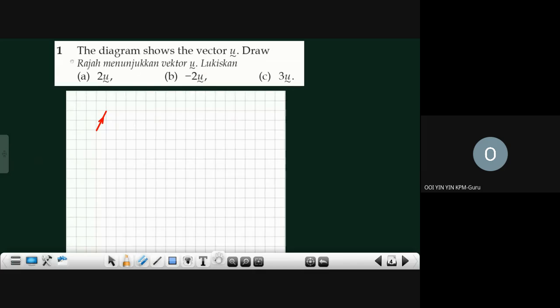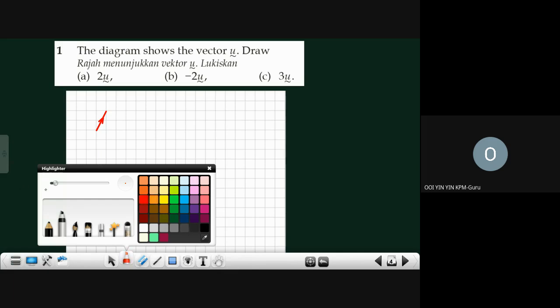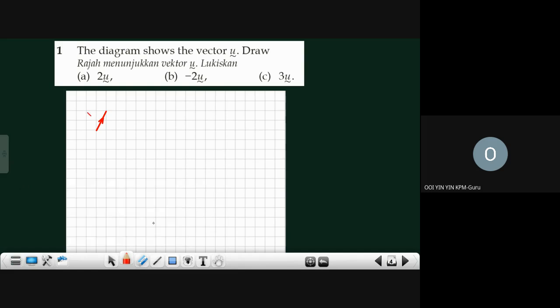Okay, the diagram shows the vector u. I forgot to write it down. This is your vector u, your u with the wavy line here. Can you see? The units are one horizontal and two vertical. This is vector u. So starting from here, A now.